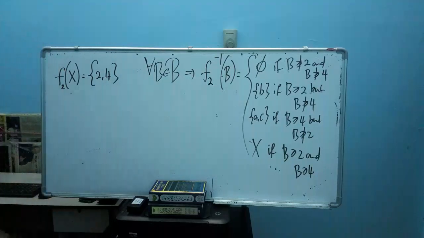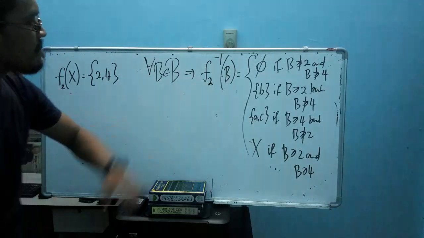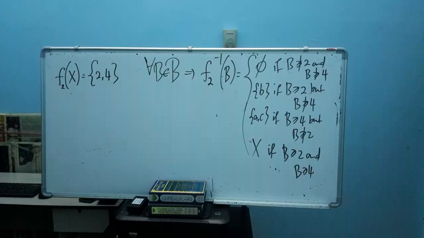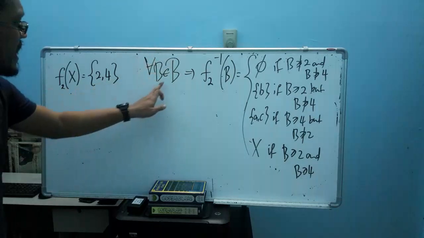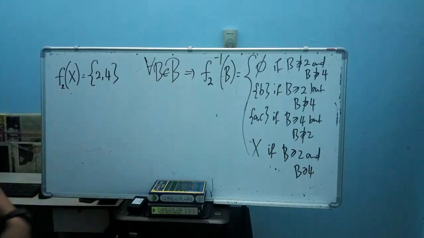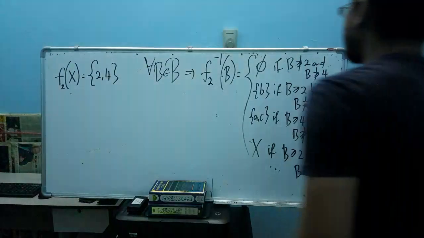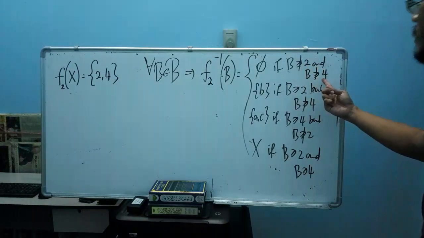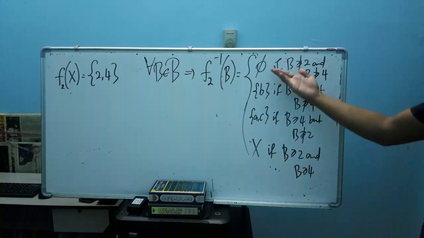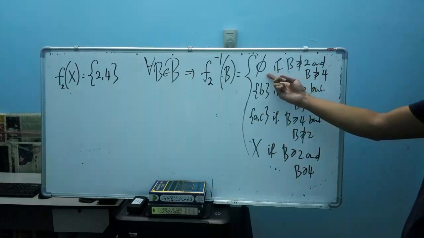Okay, so from this function, the second example here, you see from infinitely many Borel sets, I will divide them into 4 groups, 4 subsets. The first subset, the first collection, I will consider all Borel sets that don't contain 2 and don't contain 4.